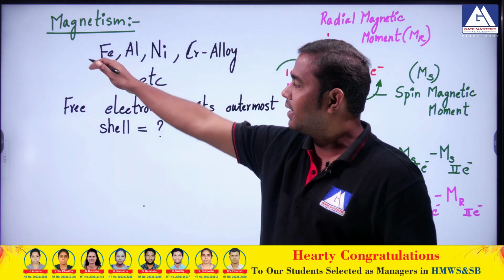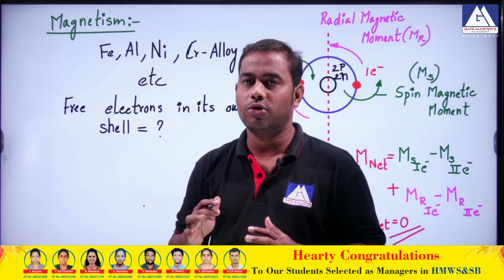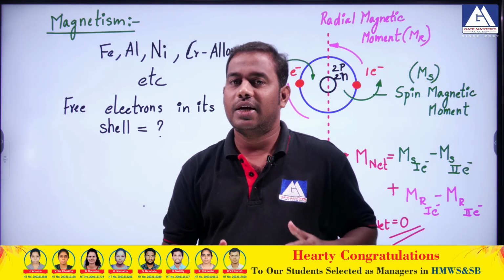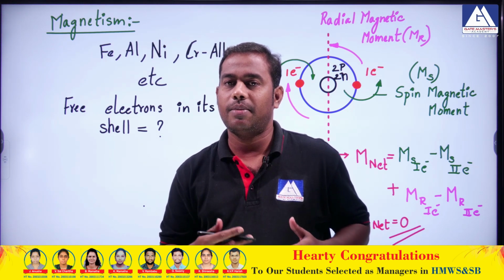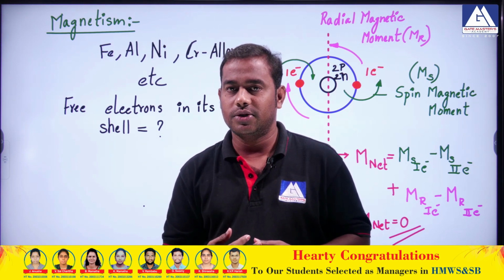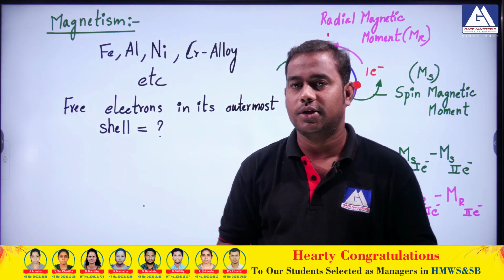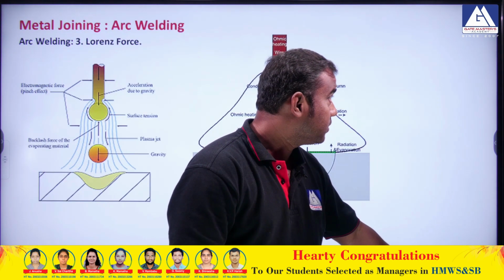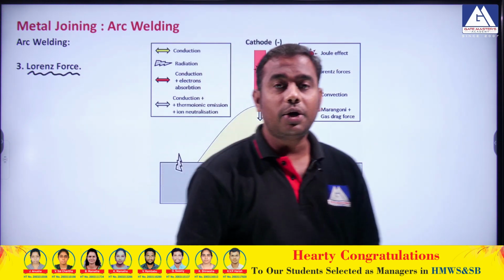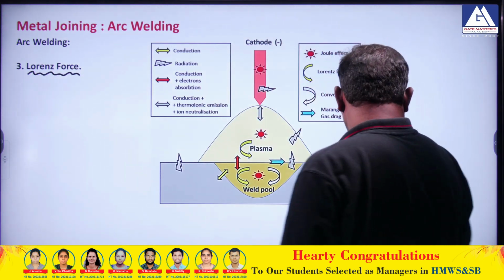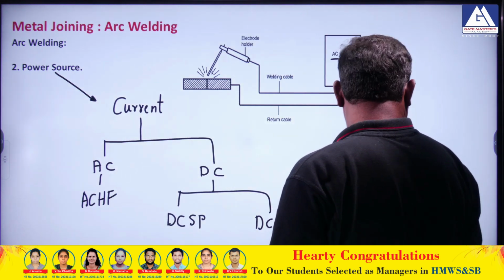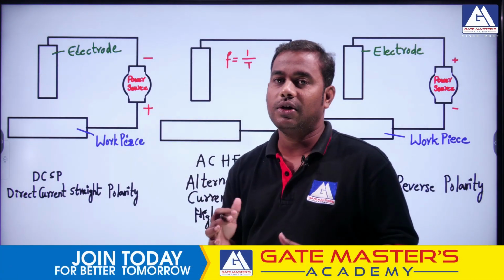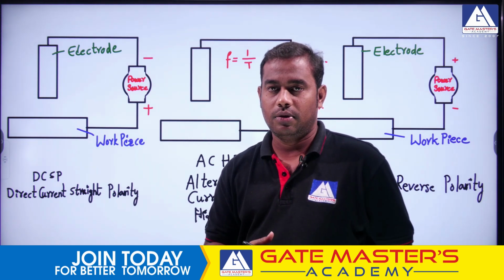If you look at iron, iron has more free electrons in its outermost shell. That is the basic reason why iron will deflect in a magnetic field, and why iron can have magnetism contained inside it. Now, after understanding this magnetism, we will dive into the concept of Lorentz forces. First, we will try to understand the basic connection, then we will dive into the Lorentz forces.